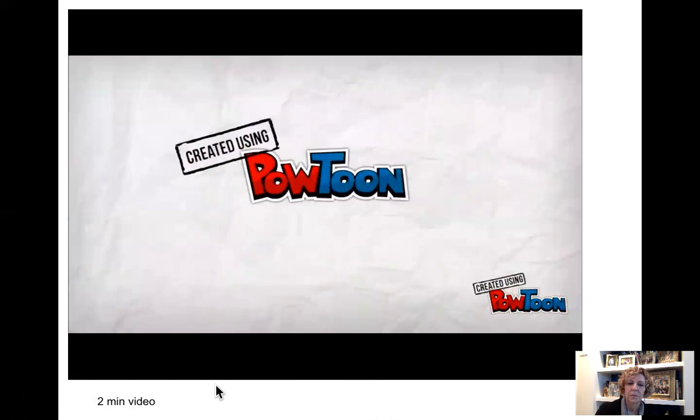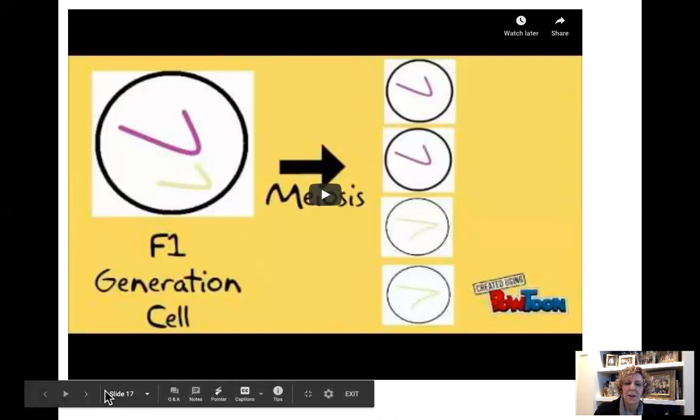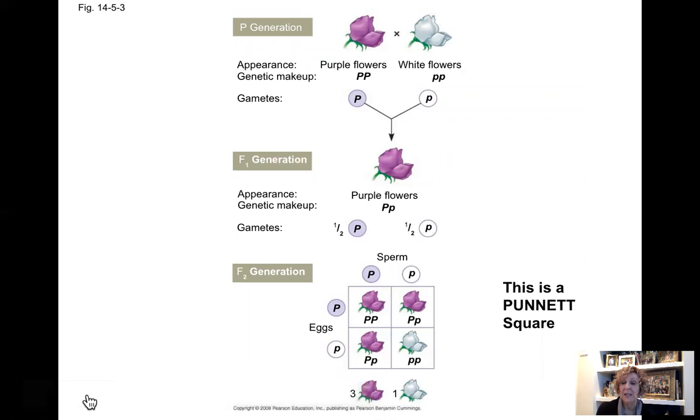All right, awesome. So one of the things I hope you recognize there is that Mendel did not use the word gene. He used the word factor. So that's really important to know. So basically, you remember this from your freshman year in biology.